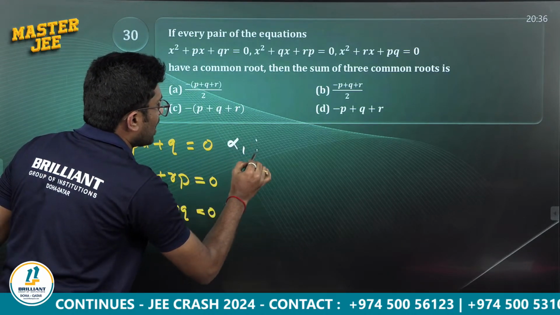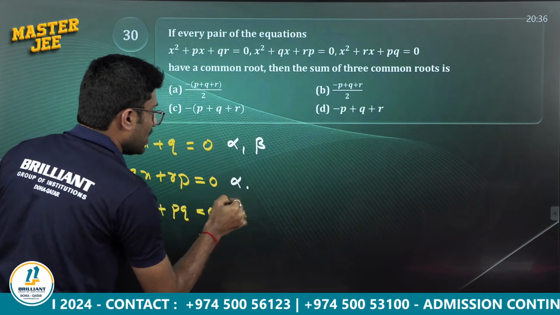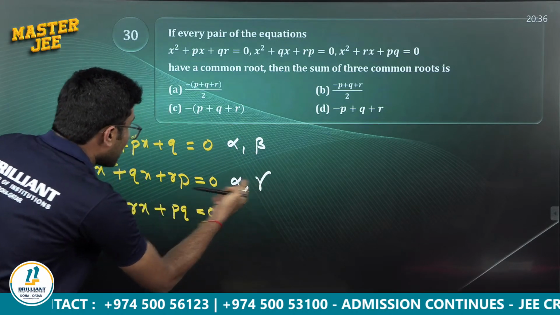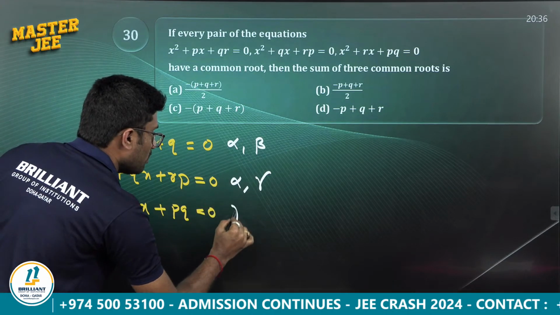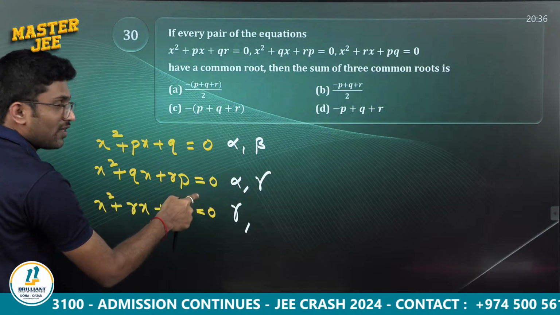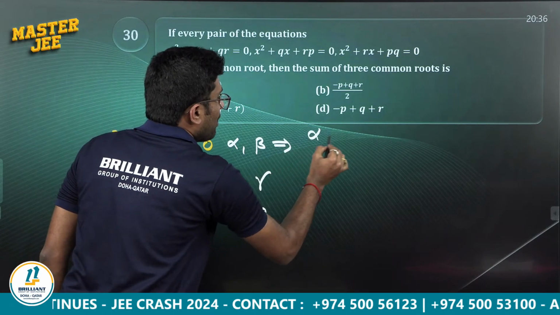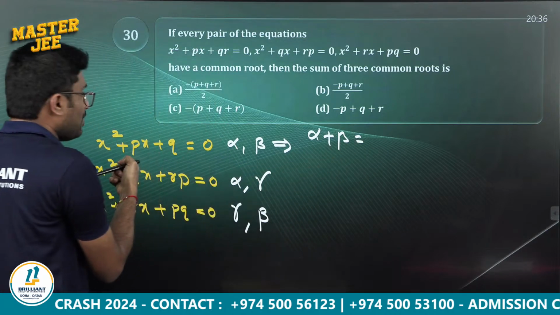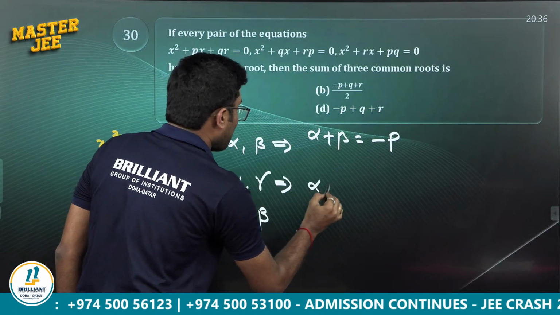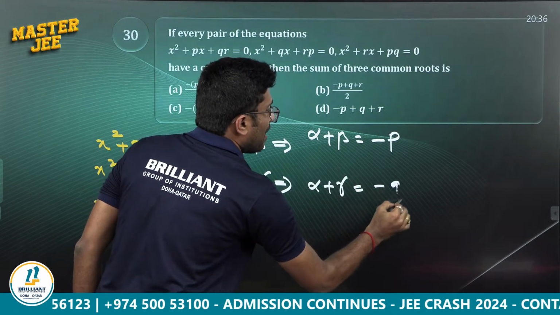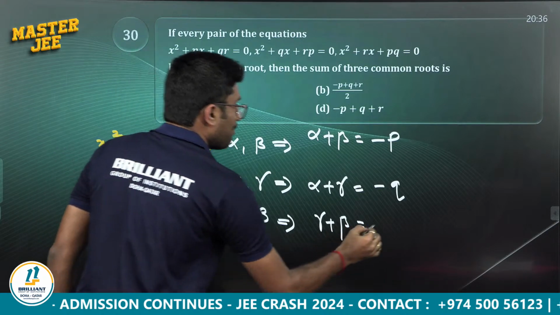So suppose alpha comma beta are the roots of this equation, let alpha be the common root. Alpha comma gamma are the roots of this equation. Now these two equations are having one root common, but these two will be having another root common, so I'll be taking this as beta. Now from here I get alpha plus beta will be minus b by a, which is equals to minus p. From here I get alpha plus gamma will be equals to minus q, and from here I get gamma plus beta will be equals to minus r.